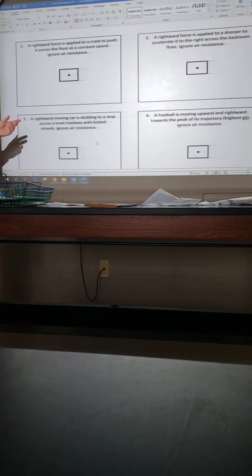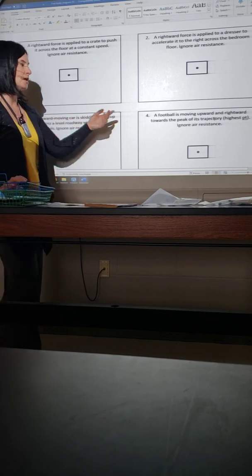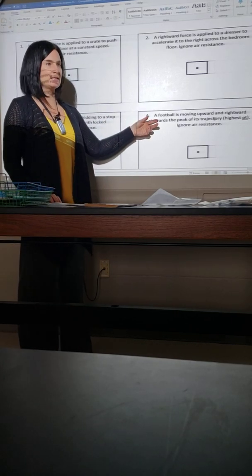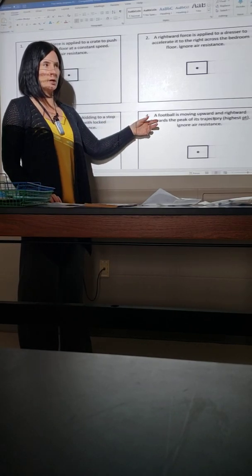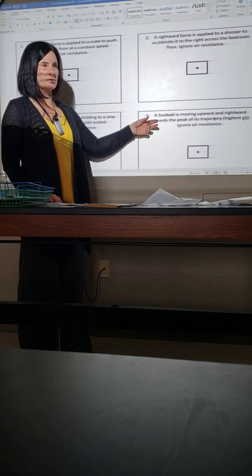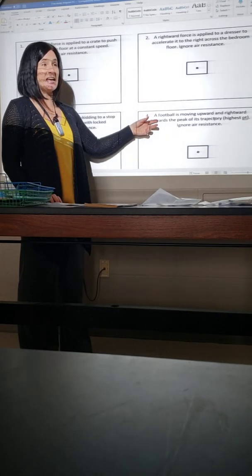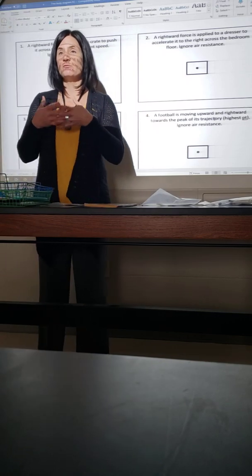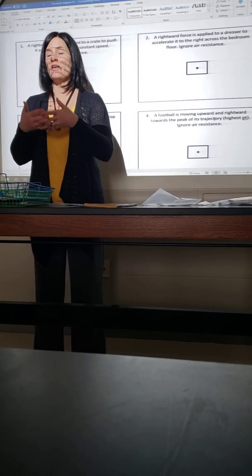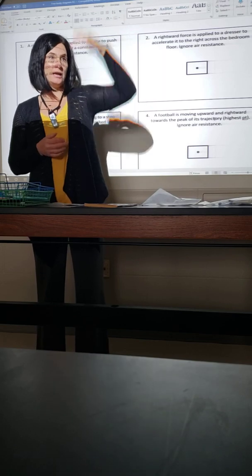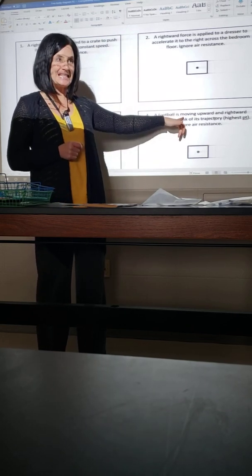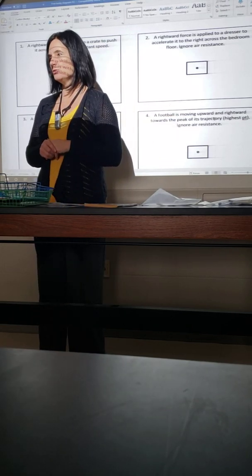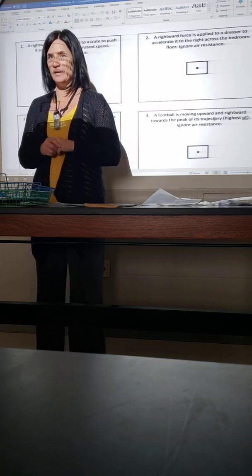So like this one, it says a football is moving upward and rightward towards the peak of its trajectory, which is the highest point. It doesn't have a force applied. People always want to put an applied force for this diagram, but it doesn't say a force is applied to the football. Now, I understand that a person's foot had to have made contact with that football to get moving, but because it doesn't say that, you can't use the diagram that has an applied force in it.